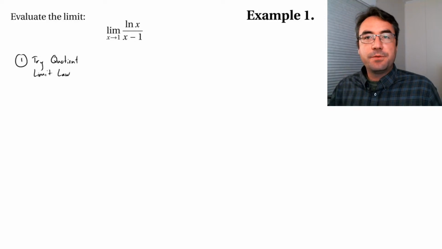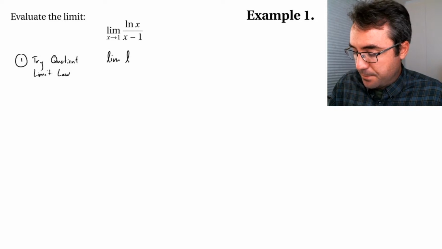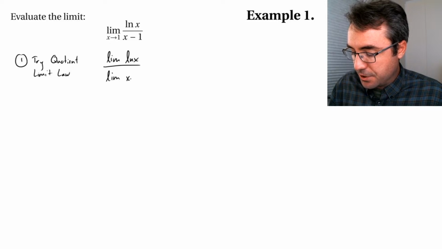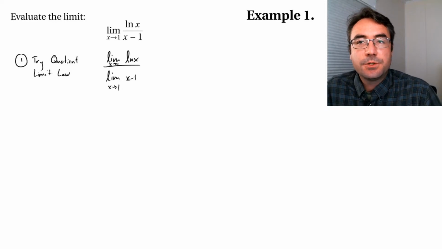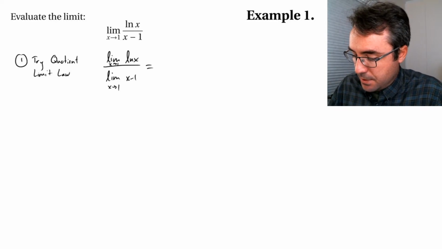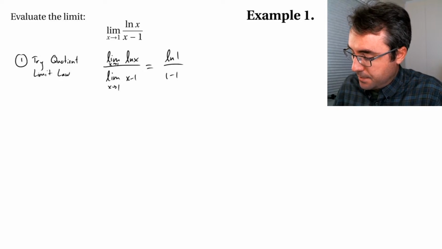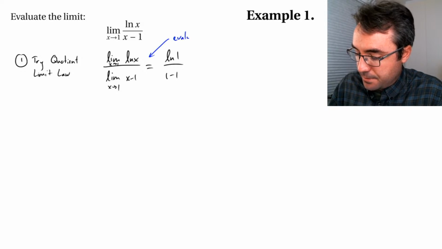So quotient rules for derivatives, quotient limit law, what does that do? Well, it allows us to split up the limit into the top and the bottom of our fraction here, and we're doing the limit as x approaches 1. So just try and split up the limit over the fraction and then just plug in. So we get the natural log of 1 over 1 minus 1. So we're just evaluating here.